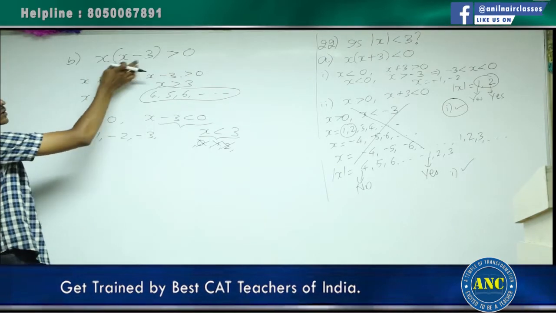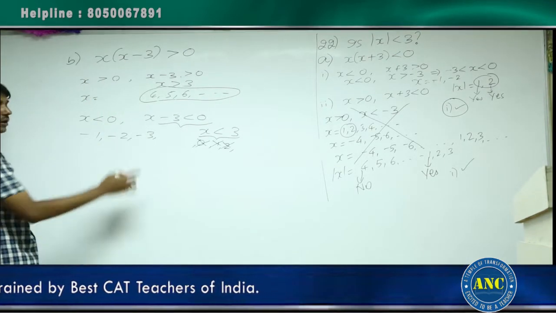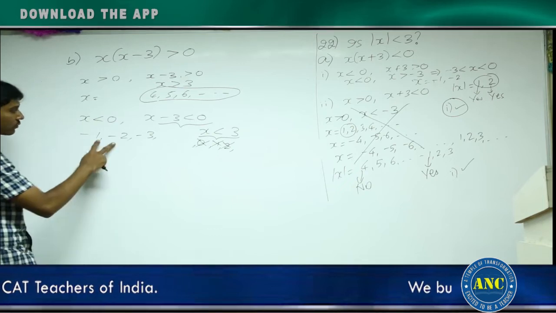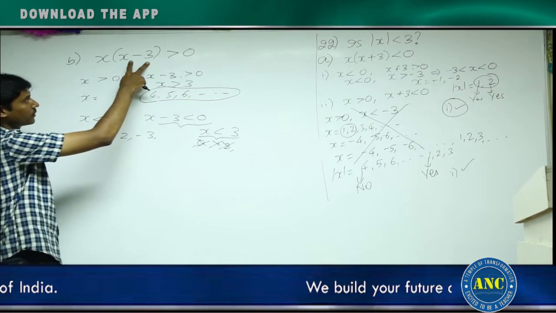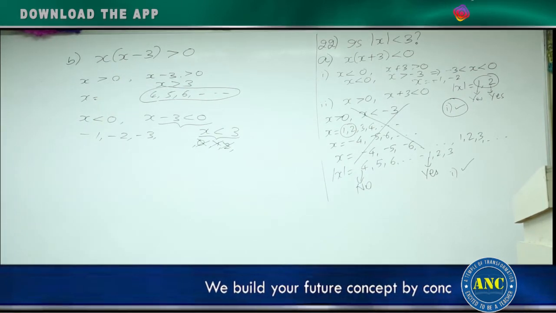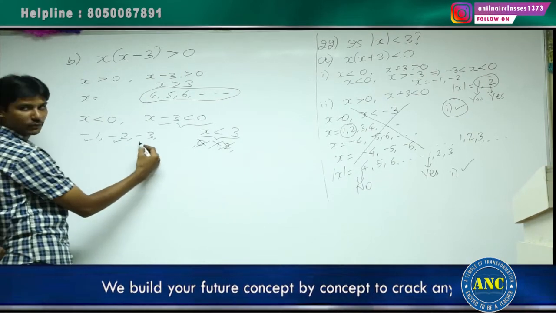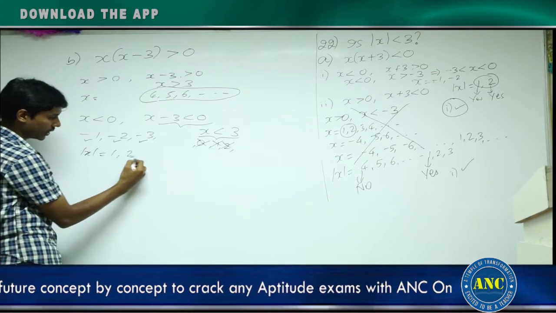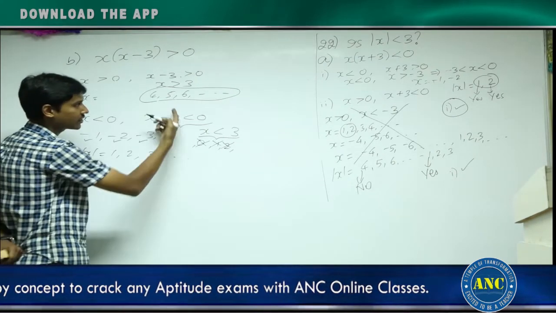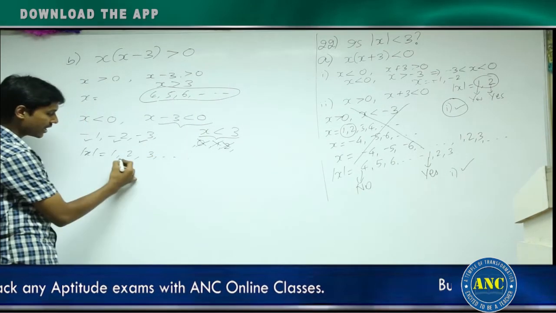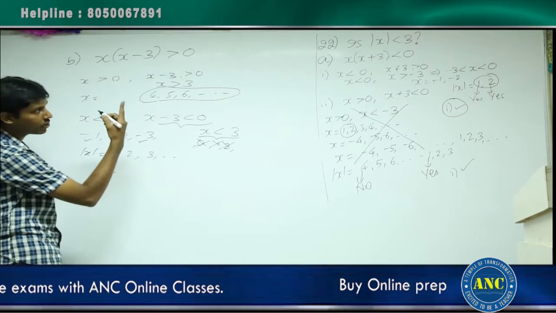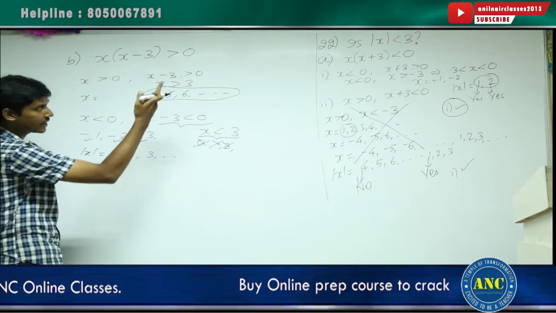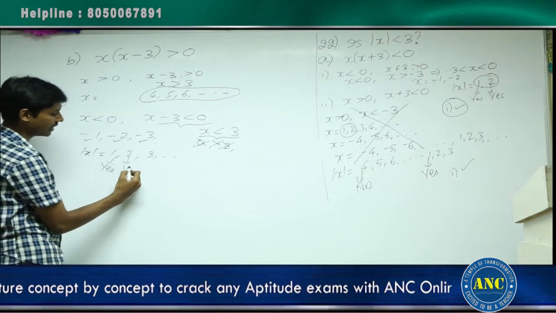Minus 1: minus 1 minus 3 is minus 4. Minus 1 into minus 4 is positive. It is satisfying. This will also satisfy. If I take mod of these values, mod x is 1, 2, 3, etc. here, and mod x is 4, 5, 6, etc. here. Here you are telling yes, here you are telling no. Is mod x less than 3? Yes. Here you are telling yes.